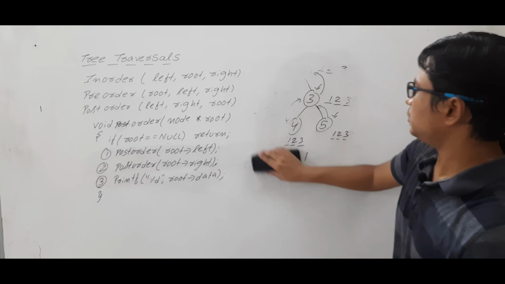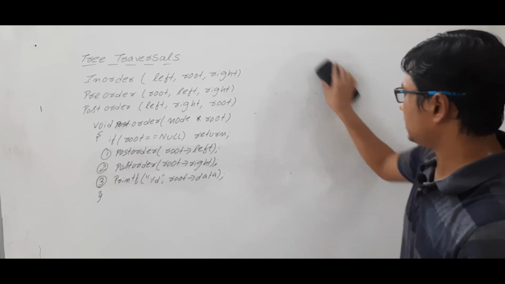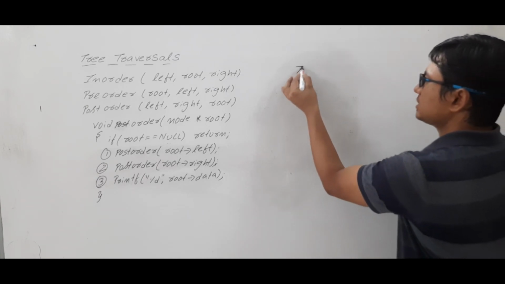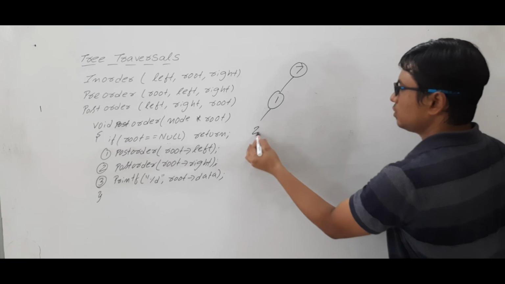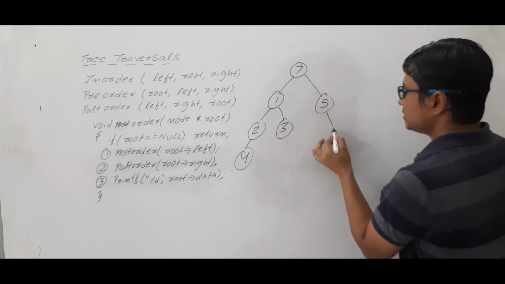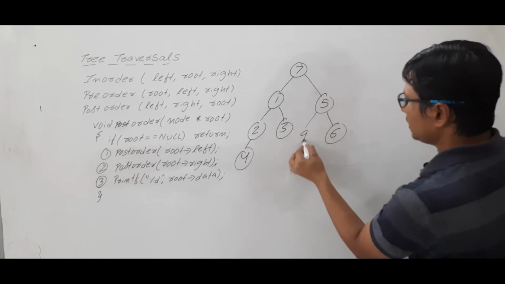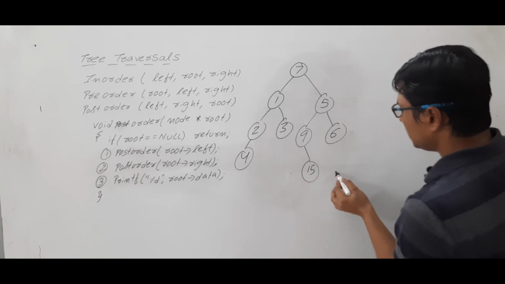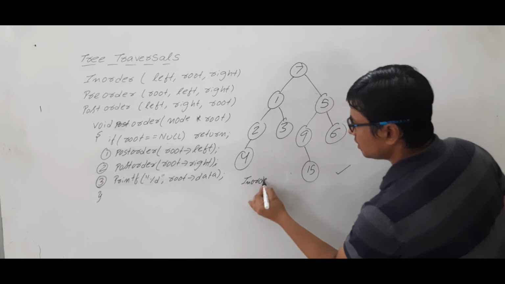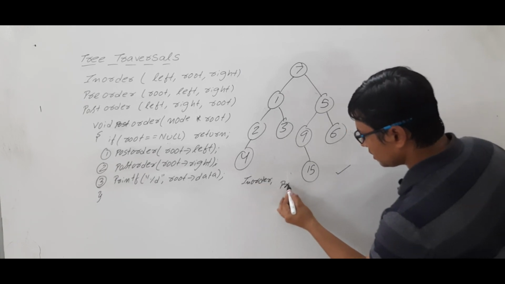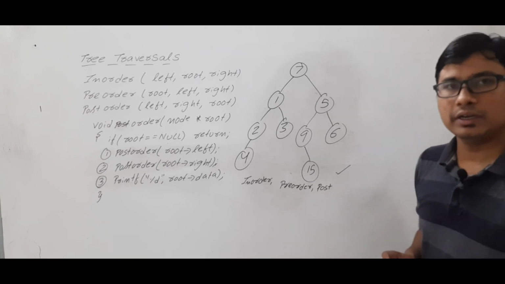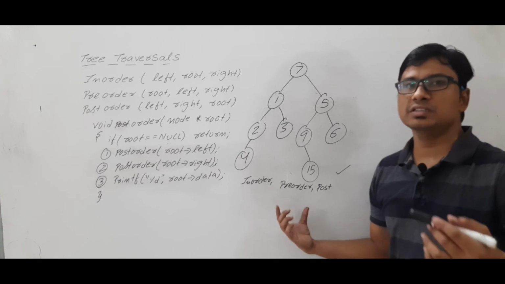What I want everyone to do, just for practice, let me give you some binary tree. Let's take that you have a 7, 1, 2, 3, some 4 like this, and here 5, 6, 9, some 15. So take this binary tree and compute the in-order, pre-order and then post-order. Compute it, and whatever answers you have got, please write them in the comment section.